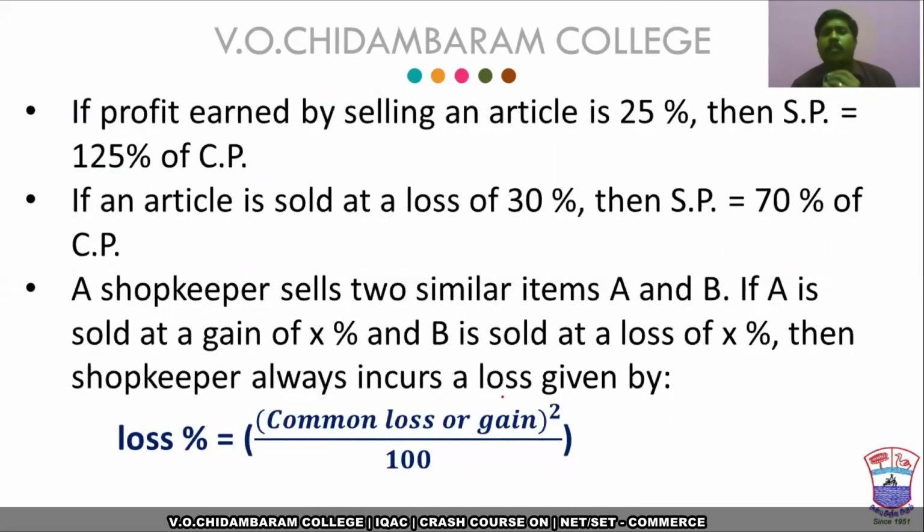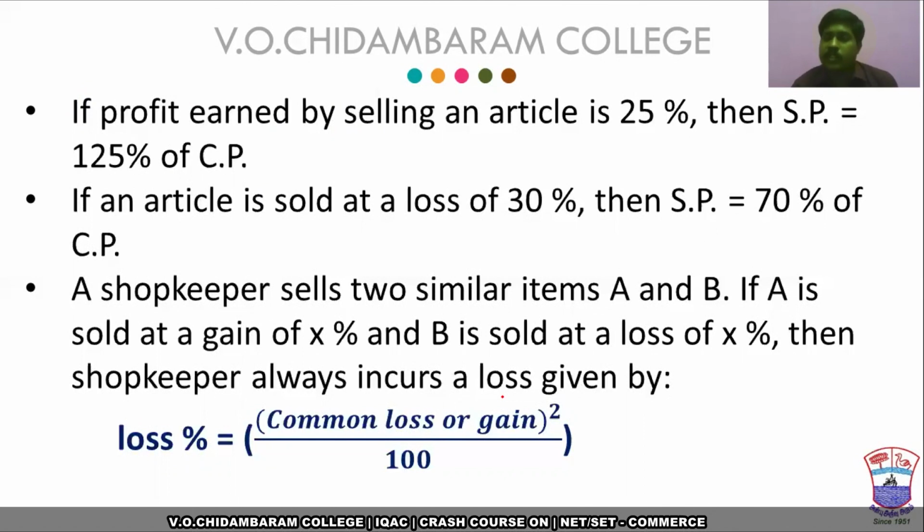If the profit earned by selling an article is 25%, that is, the profit percentage is given to you, how can you find the selling price if the cost price is given? Simple, 100 plus profit percentage, that is 125% of CP. If the loss percentage is given, you can take selling price as 100 minus loss percentage of cost price.